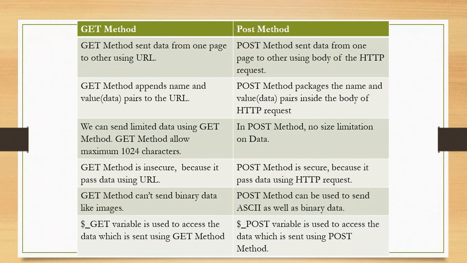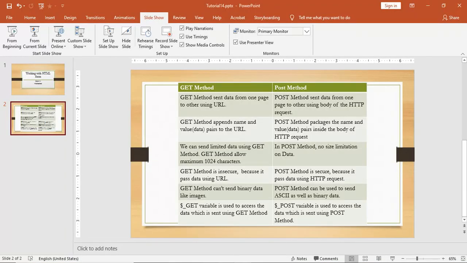Next is the get method is not secure because data is visible in the URL, but the post method is secure because it passes data using the HTTP request. Next is we cannot send binary data like images or Word files using the get method, but the post method allows sending ASCII and binary data. Last point is the $_GET variable is used in PHP to access data which is passed using the get method, and the $_POST variable is used to access data which is passed using the post method.